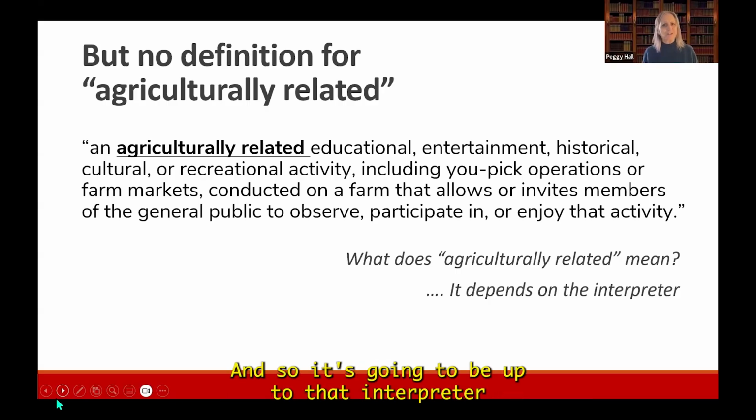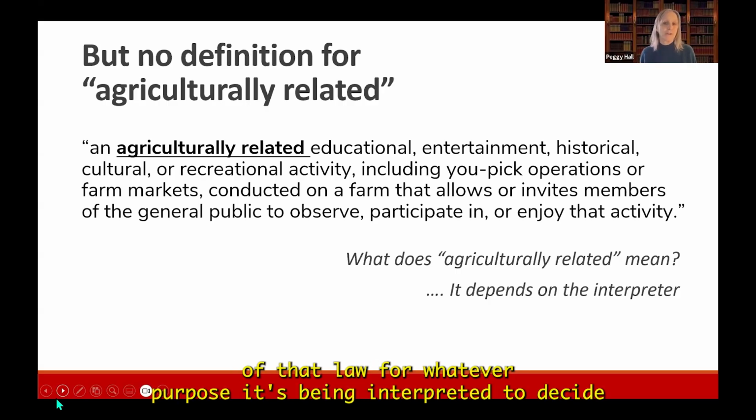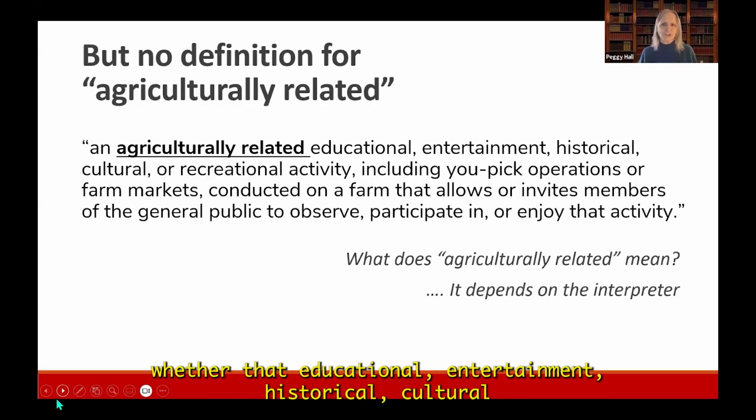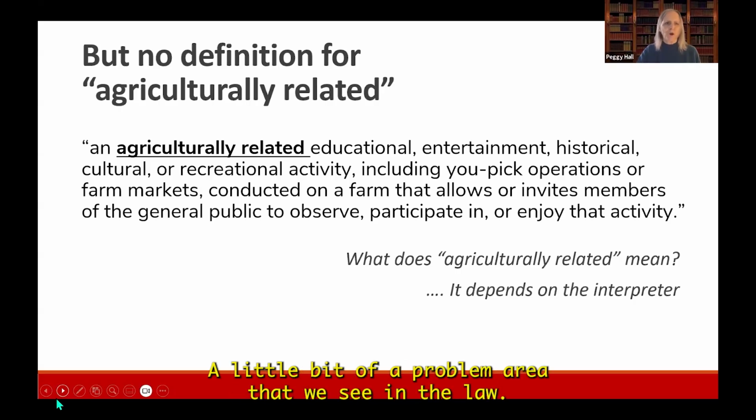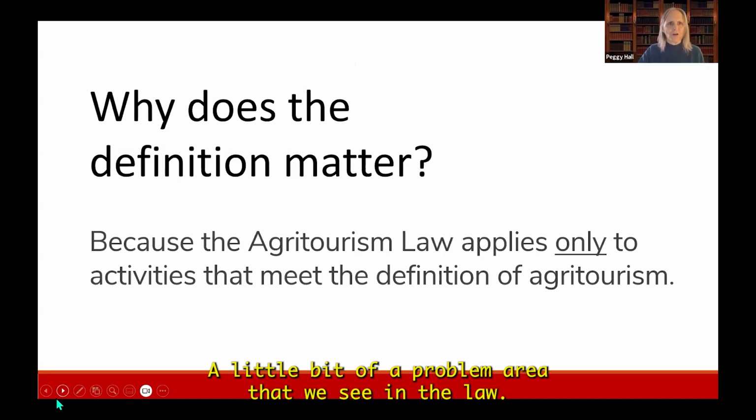And so it's going to be up to that interpreter of that law, for whatever purpose it's being interpreted, to decide whether that educational, entertainment, historical, cultural, or recreational activity is agriculturally related. A little bit of a problem area that we see in the law.